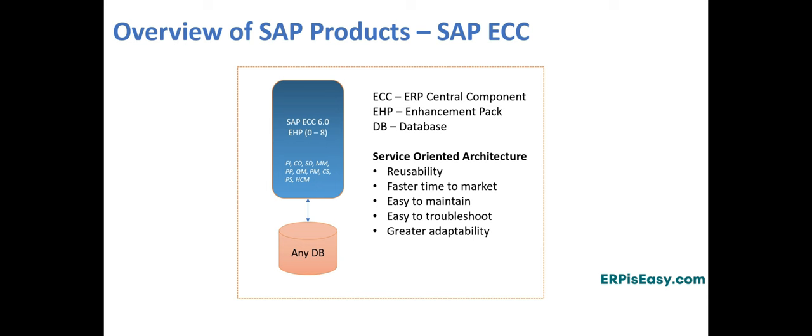The next one is SAP Advanced Planning and Optimization, APO. APO provides a fully integrated set of functions for planning and executing supply chain processes. APO is compatible with the following.